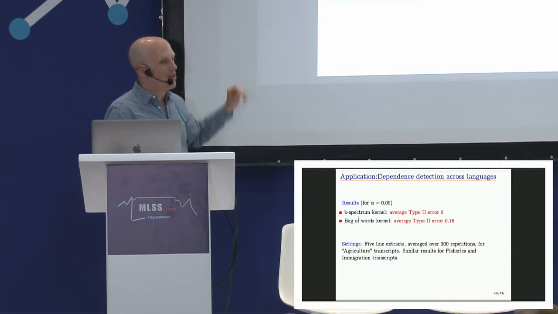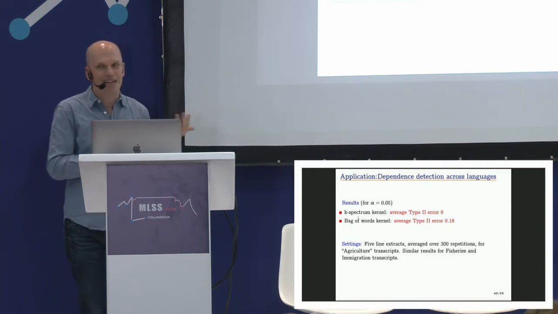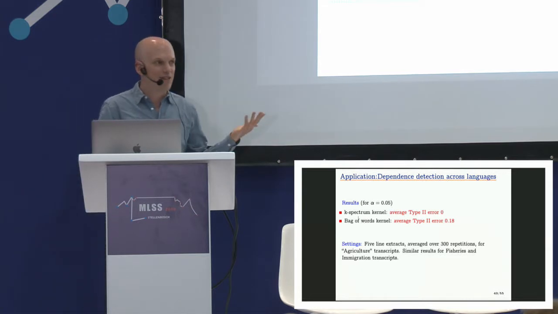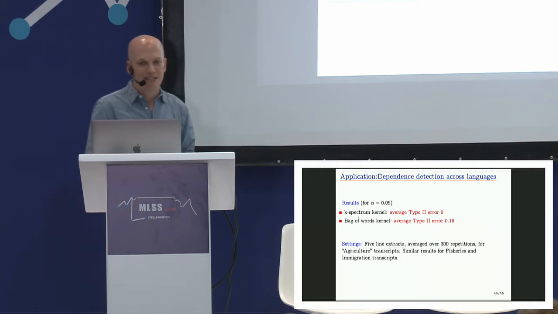A more primitive kernel is something called a bag of words kernel, where you just count the words that match. As you might guess from these little short extracts, counting the words that match isn't very good. And then your type 2 error is a lot higher. So I've got 20% false negatives. I've missed quite a few of my dependencies.